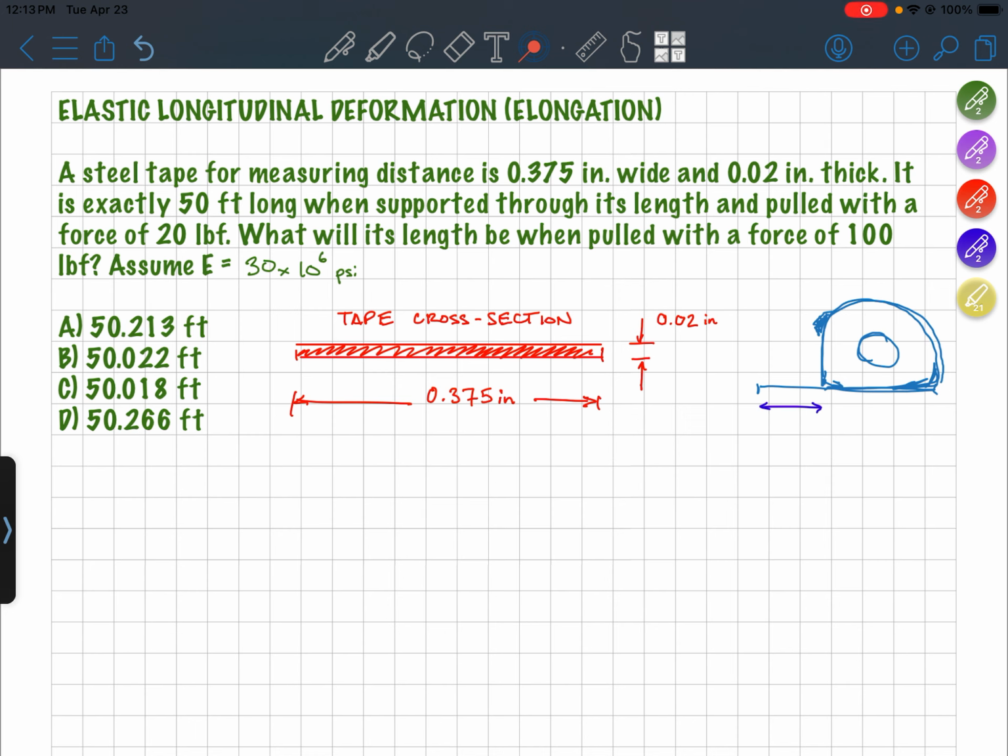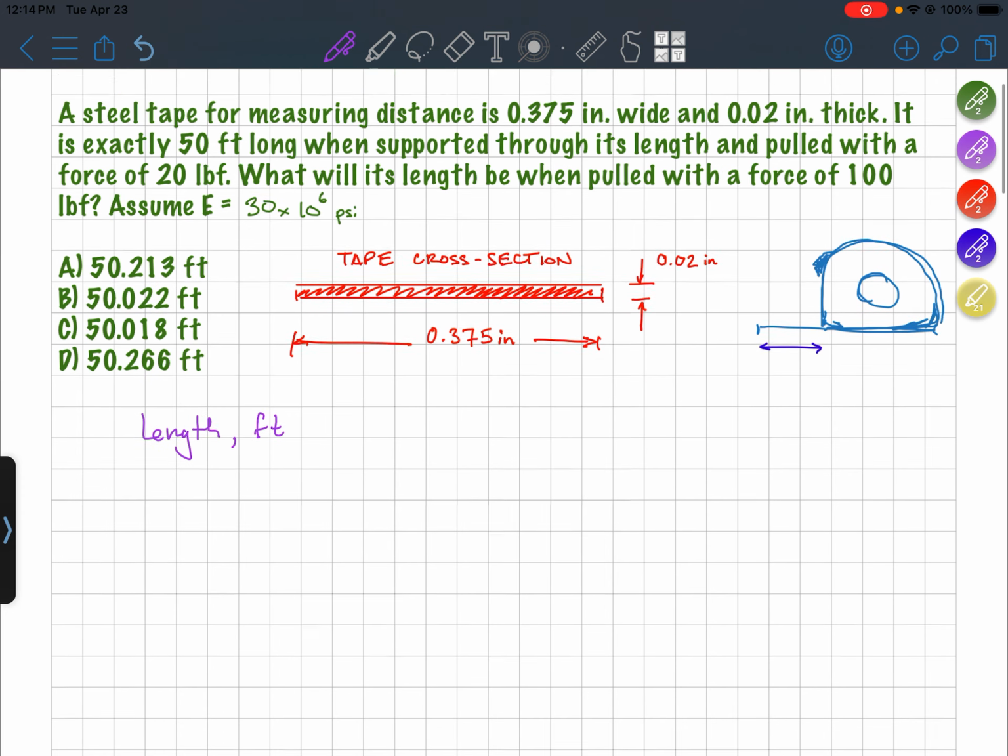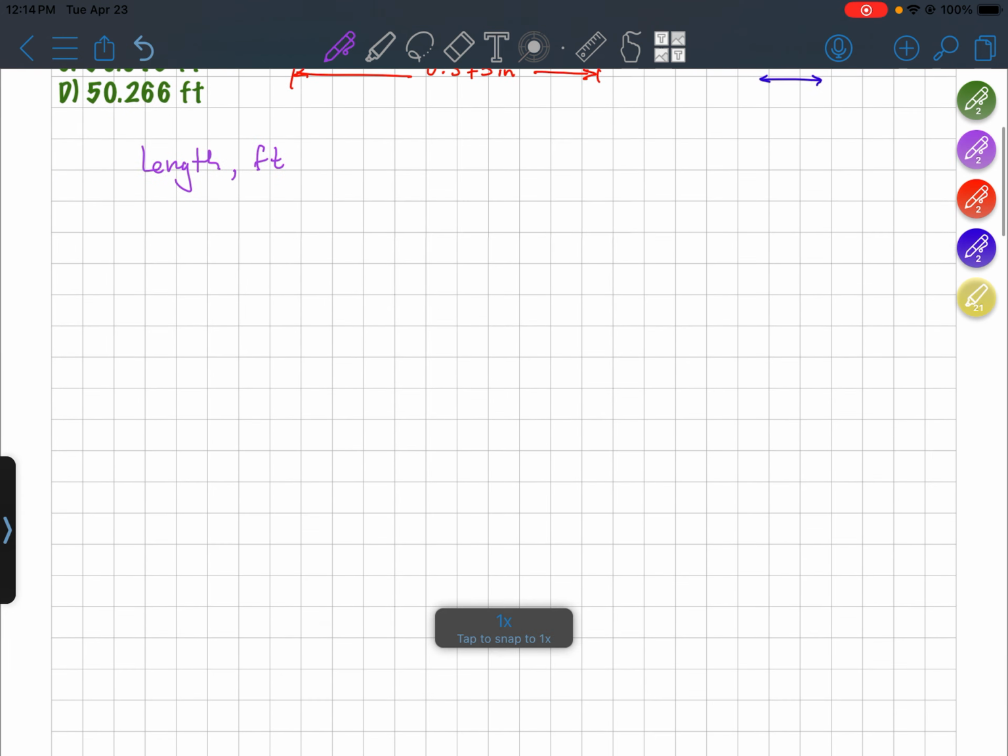So the cross section of the tape here, just think of this as a regular household measuring tape that pulls in and out. Nothing fancy. And this is what the width and height would be. So the first thing I'm going to do is immediately write what I'm solving for, a length, and its units, which is going to be feet, and I get that from the answer choices. Okay, let's get straight to it.